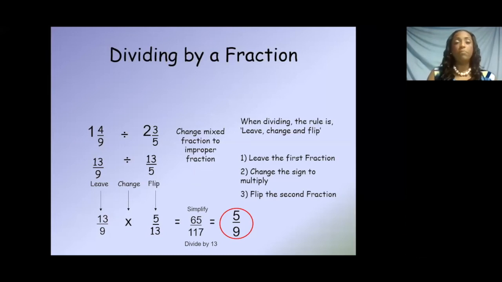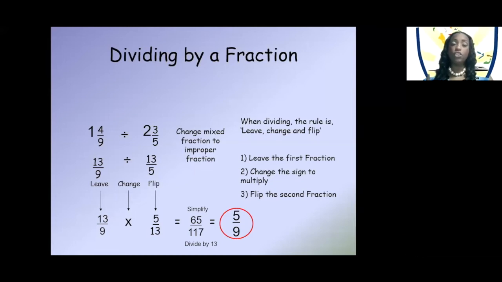Here we have a problem that involves mixed fractions. If you notice on your slide, we have 1 and 4 over 9, and you're being asked to divide that by 2 and 3 fifths. Remember what I said in previous lessons. Whenever you have mixed fractions, you want to change the mixed fractions to improper fractions before you work on the problem.